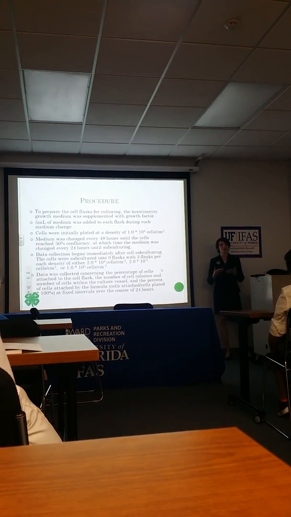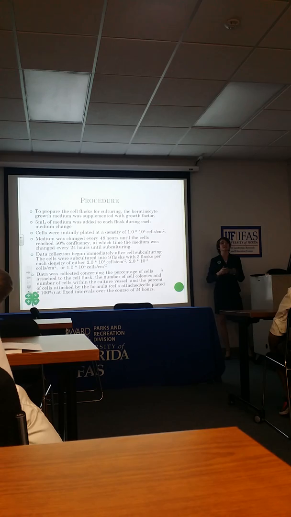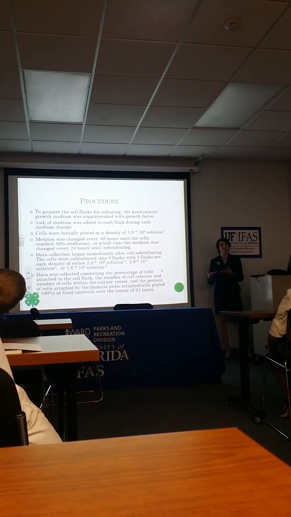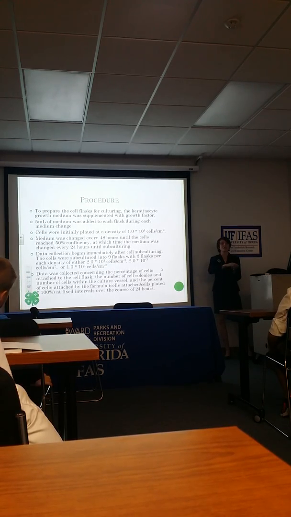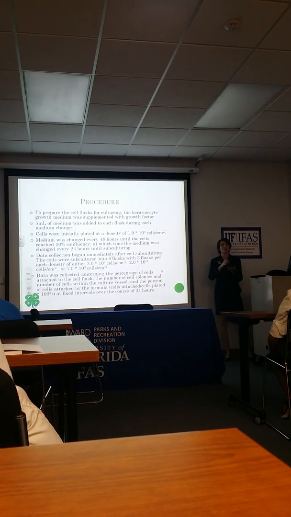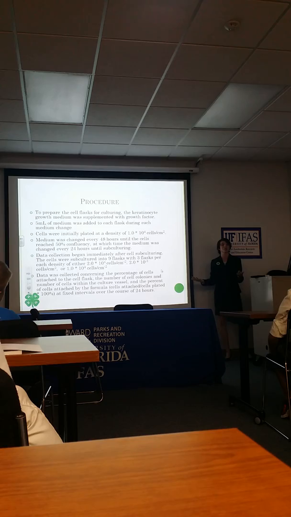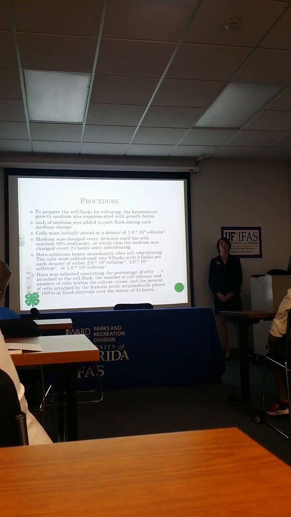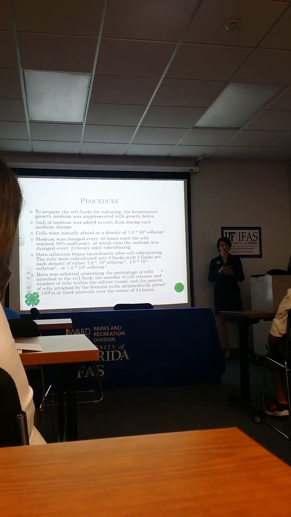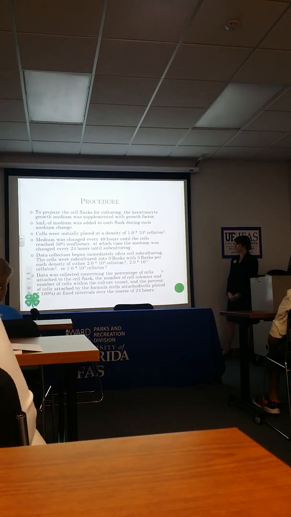Subculturing is when the cells reach a high enough confluency, meaning they've covered most of the surface area of the flask, and you are able to take the cells in one flask, take 30% of each, and divide that into three flasks. So you're able to multiply the number of cells you have to work with in your experiment to maximize the results, so you have a higher subject group to work with.